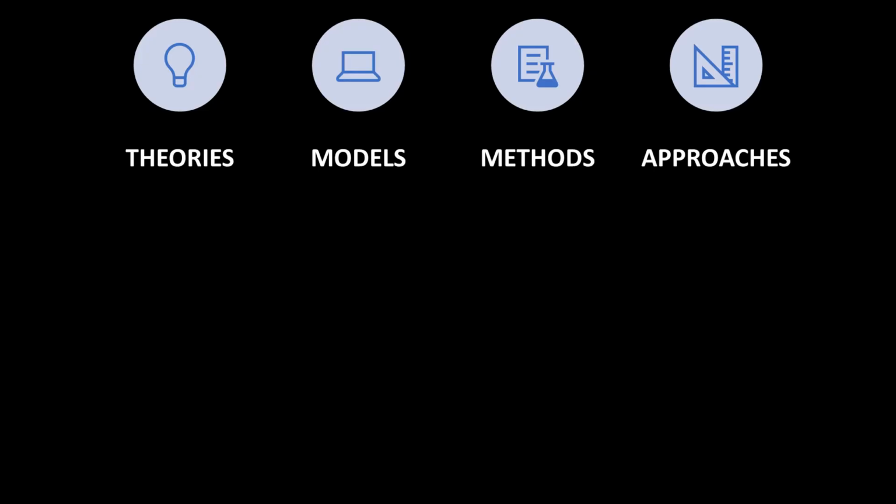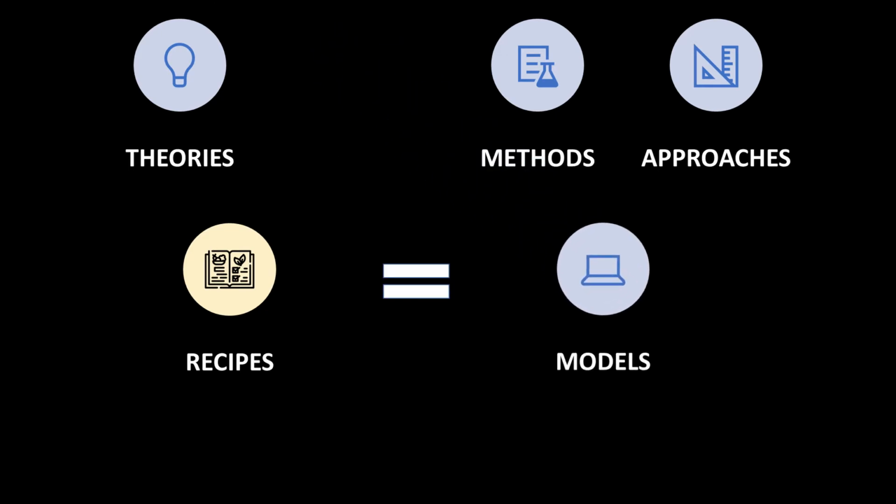When we want to cook something, it helps to have a recipe. The recipe is a step-by-step guide for cooking something. That is like a model. It's a simplified, step-by-step guide to getting something done.